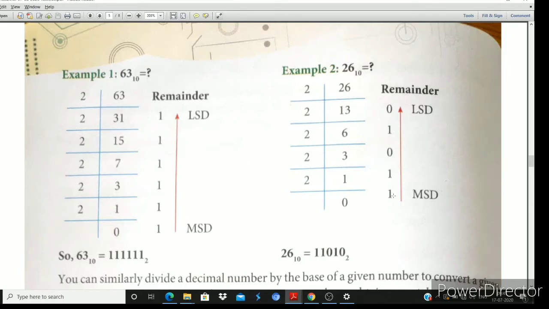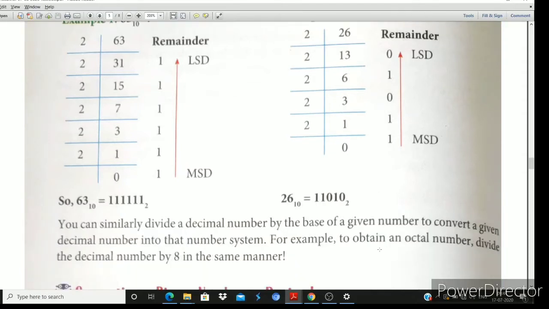Okay, so from here bottom to upward we just write the number like this. Okay, 1 1 0 1 0. Okay, so 1 1 0 and 1 0. Okay, so this is the method you can use to convert a decimal number system into binary number system.